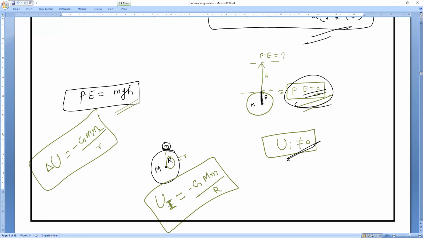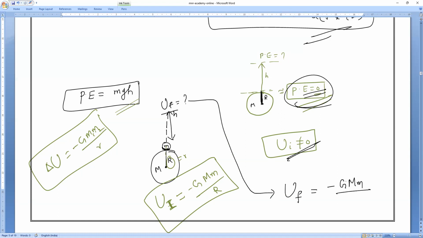Now, if this body has been shifted to a certain height h, this is the height h, then what is the potential energy here? That is the final potential energy. So what is the final potential energy at this point? Anybody can tell? Final potential energy equals, again the same, minus G into capital M into small m divided by.